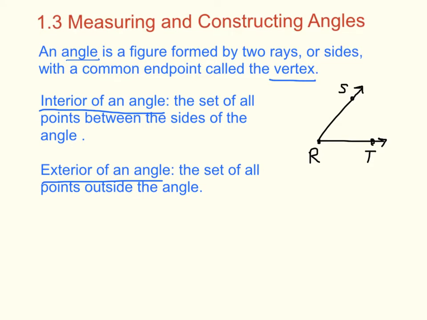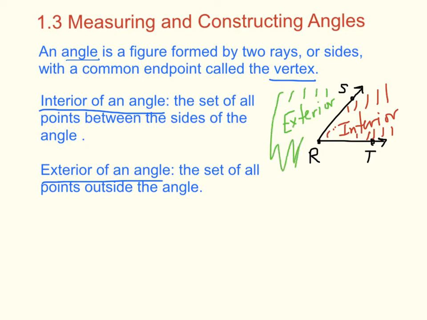Now the next 2 definitions are fairly easy and straightforward, but we still have to go over them. The interior of an angle is the set of all points between the sides of the angle, and the exterior is the set of all points outside the angle. So for example, this would be the interior of an angle, all of this. And the outside of the angle would be called the exterior. So this is all the exterior of the angle.